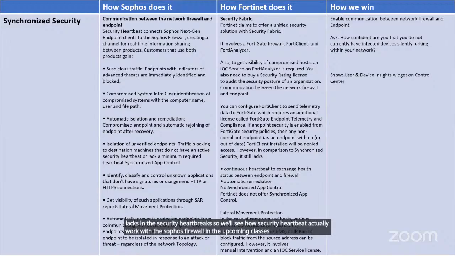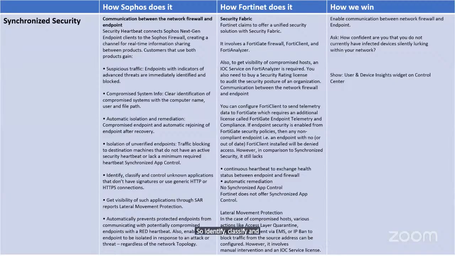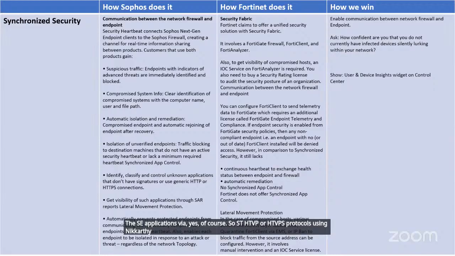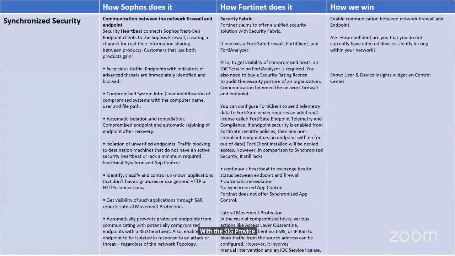Identify, classify and control unknown applications that do not have a signature or use generic HTTP or HTTPS connections. So there are applications, yes of course, that do not use HTTP and HTTPS protocols; they use other protocols and other port numbers. With the help of the endpoint, Synchronized Security identifies those applications, we can classify them on the firewall, and we can control unknown applications. It will help you get visibility of such applications through SAR, security audit reports.